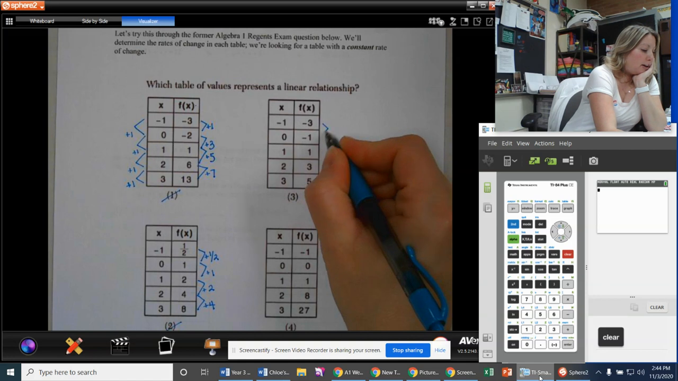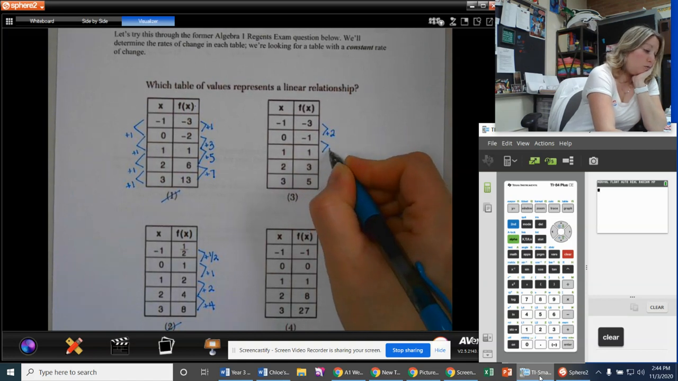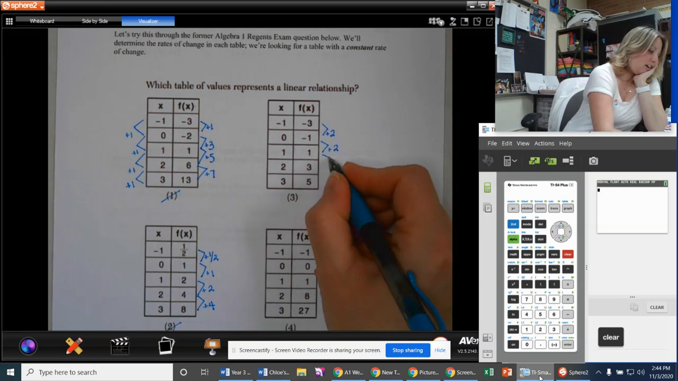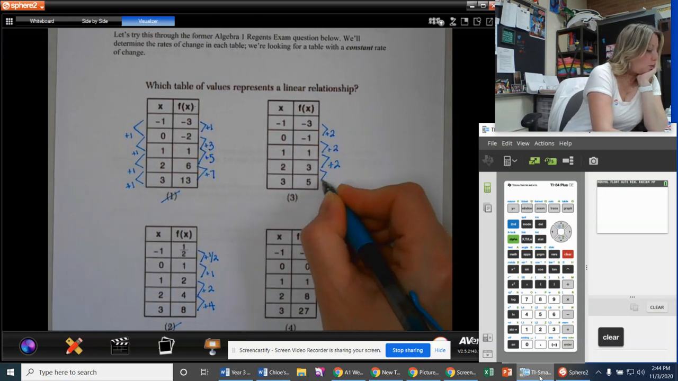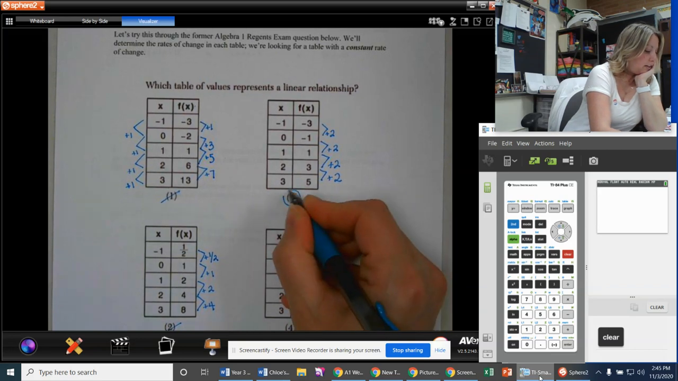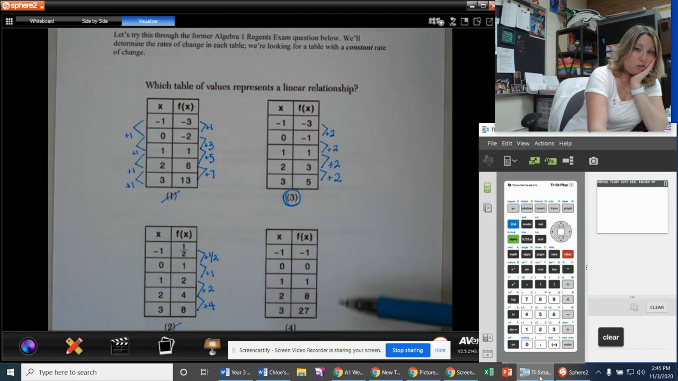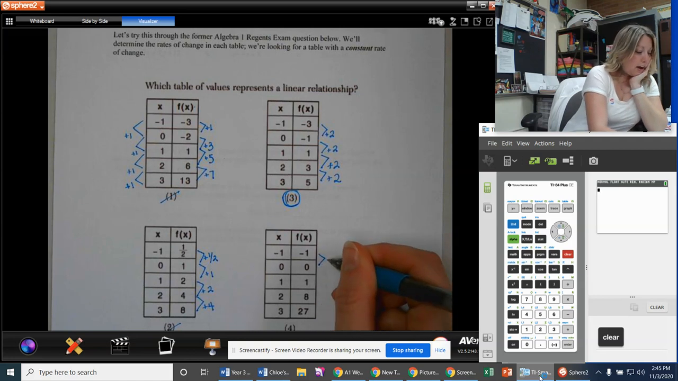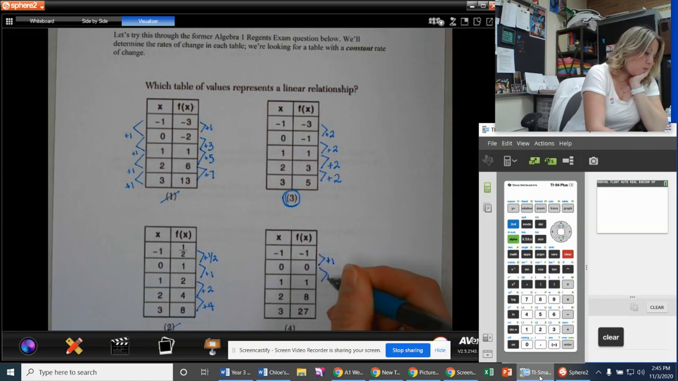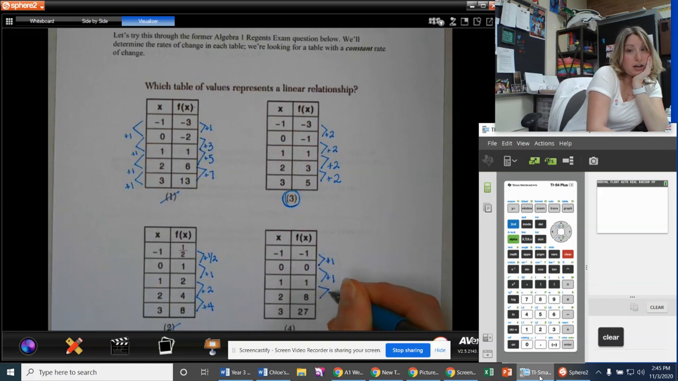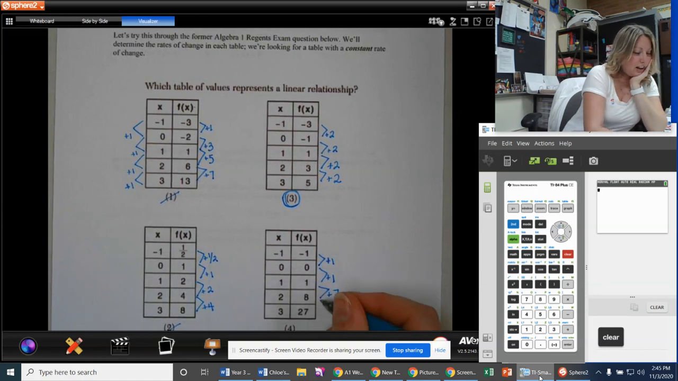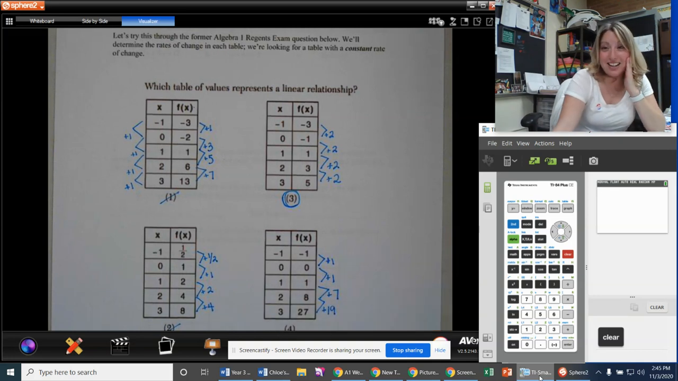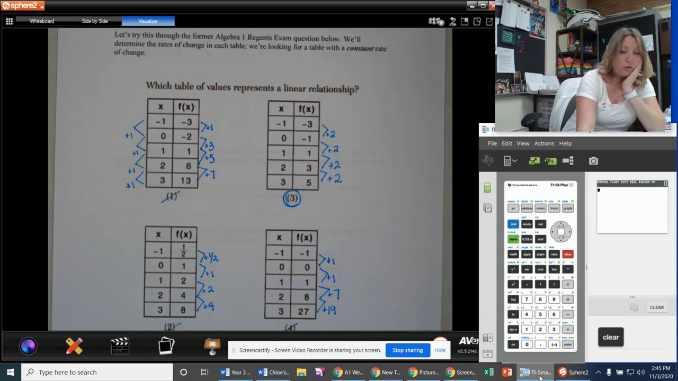So here I'm adding 2. Here I'm adding 2. Oh, this is looking positive so far. Positive 2. This is looking good, and there we are. So this is likely my linear function, but let's just make sure that down here we don't have a linear function, and look, we don't. Okay, we add 1, we add 1, but now we add 7, and now we add 19. So definitely not a constant rate of change for choice 4.